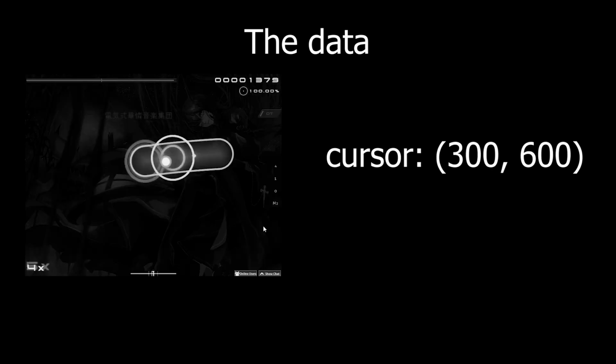Step 1, data collection. So, our data needs to be two parts. We need some images to feed the AI, and then we need corresponding cursor positions so it can learn this image, and therefore this situation, is this cursor position, and that teaches it how to move.